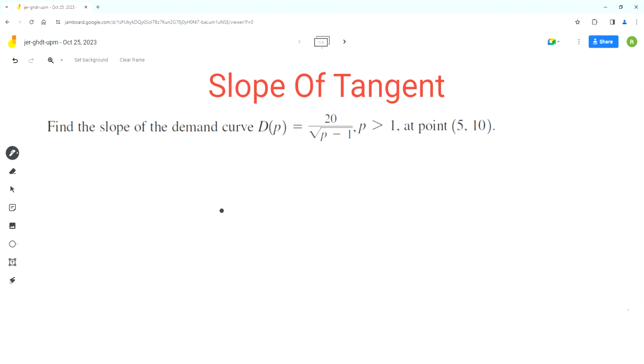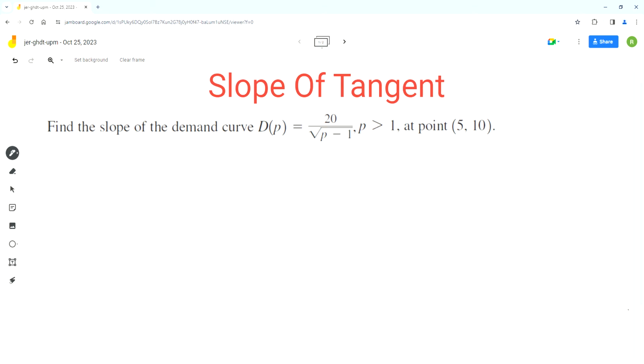So as per the problem, find the slope of the demand curve D at p equals 20 over square root of p minus 1, and p is greater than 1, at point (5, 10). So the first step here is to write the formula for slope using the difference quotient expression.